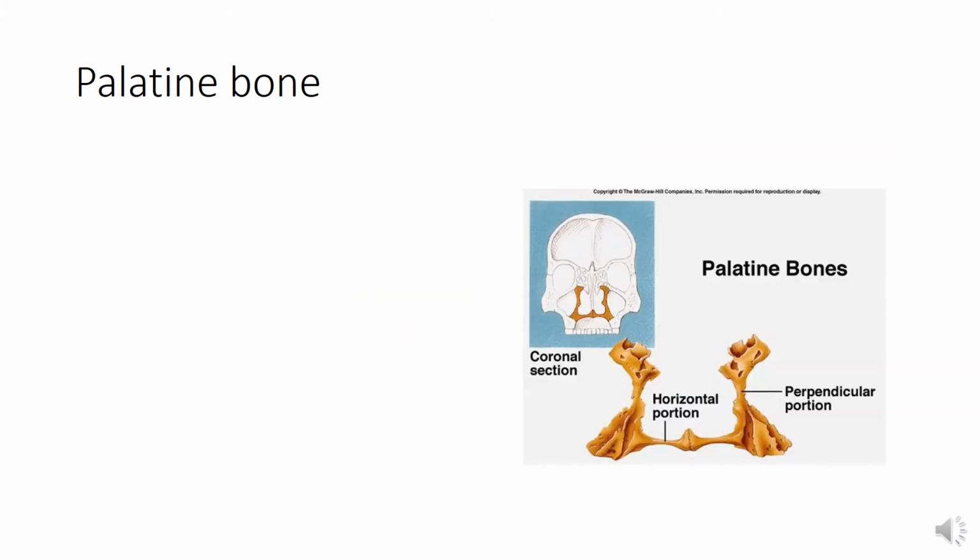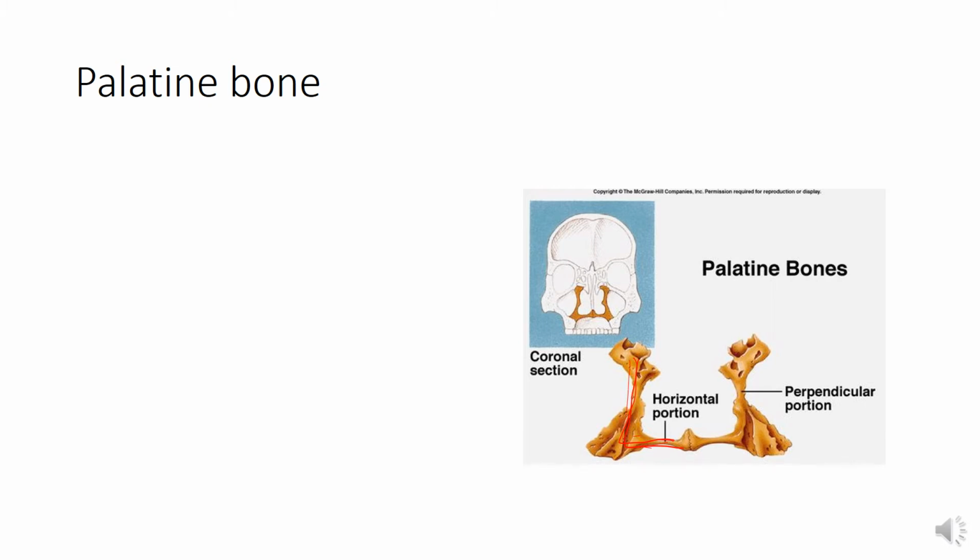Bones, the palatine bones. Here you can see these palatine bones are two small L-shaped bones. You can see here this is the L-shaped bone, and the horizontal part unites to form the posterior part of the hard palate. So here you can see it has got a horizontal part and a vertical part.